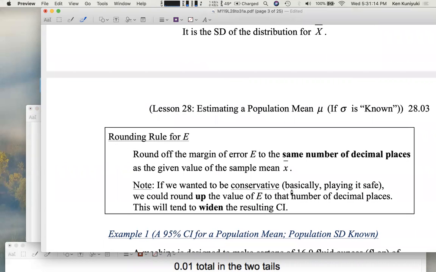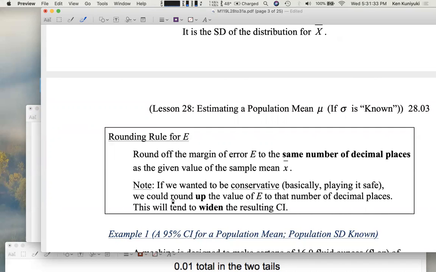If you want to be conservative, basically playing it safe, and often in statistics, we want to play it safe. We want to be conservative. That's not a political order. Okay, it's a statistical piece of advice. When in doubt, be conservative. Play it safe. You don't want to be sued.